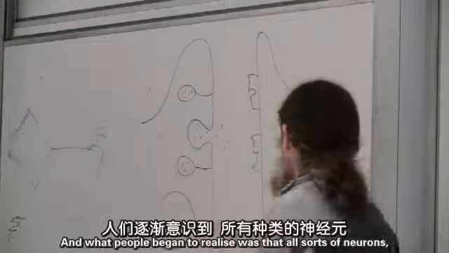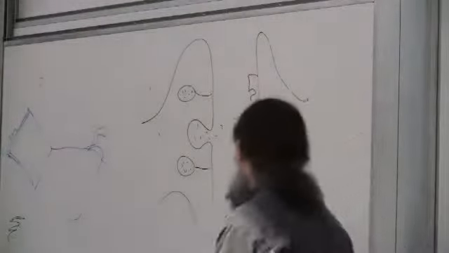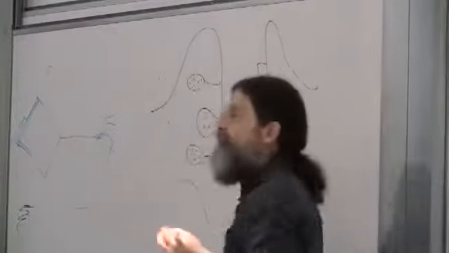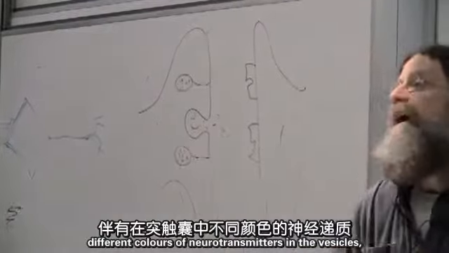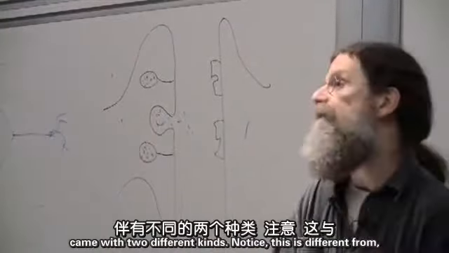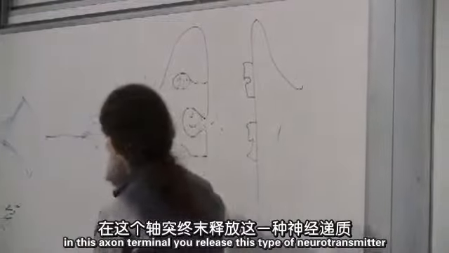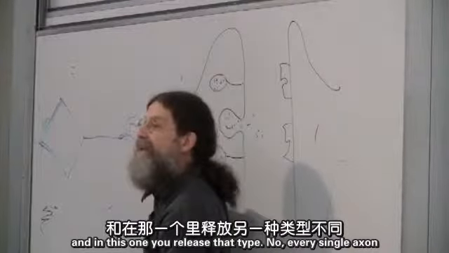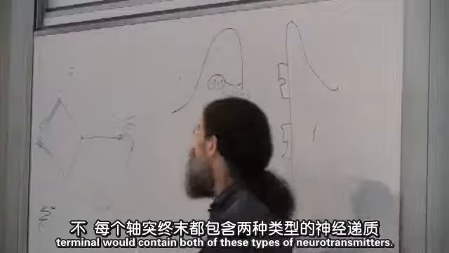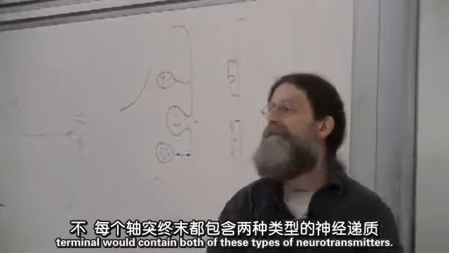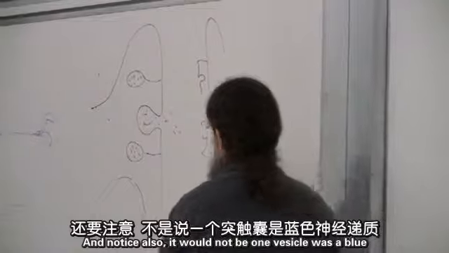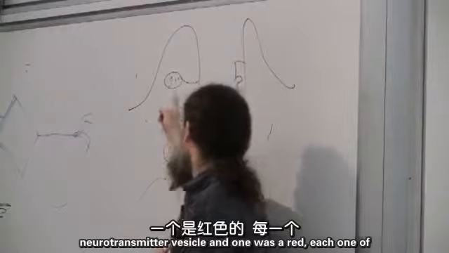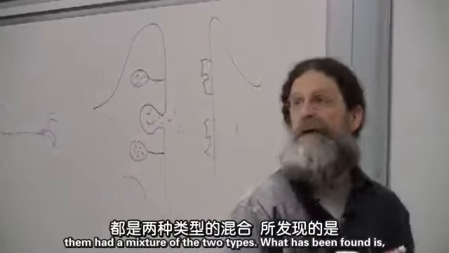And what people began to realize was that all sorts of neurons, all sorts of neurotransmitter types, in fact, came with two different colors of neurotransmitters in the vesicles, came with two different kinds. Notice this is different from, oh, in this axon terminal, you release this type of neurotransmitter, and in this one, you release that type. No, every single axon terminal would contain both of these types of neurotransmitters. And notice also, it would not be one vesicle was a blue neurotransmitter vesicle and one was a red. Each one of them had a mixture of the two types.